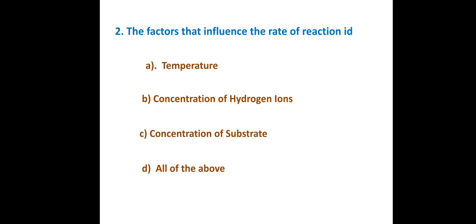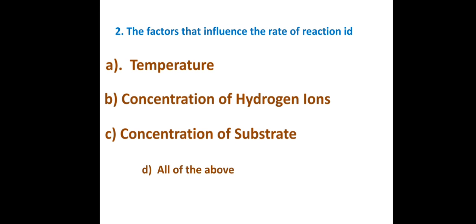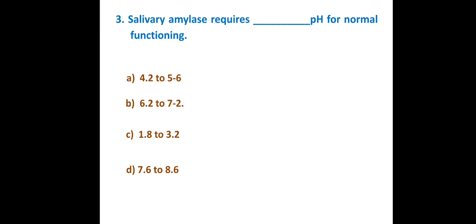Factors that influence the rate of reaction are temperature, concentration of hydrogen ion, concentration of substrate, all of the above. Yeah, the answer is all of the above. All three of them have influence. Okay, next one. Salivary amylase requires dash pH for normal functioning. The options are 4.2 to 5, 6.2 to 7.2, 1.8 to 3.2, 7.6 to 8.6. So it is 6.2 to 7, near neutral pH is needed.